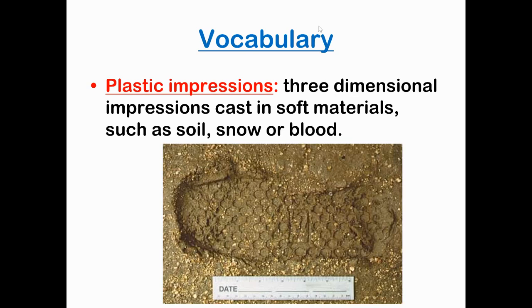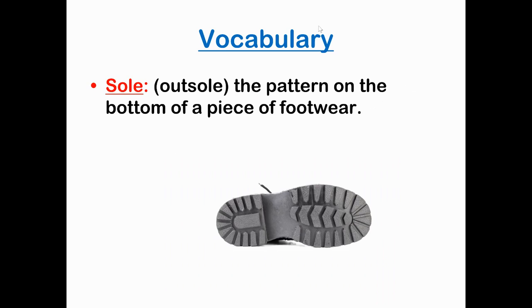Plastic impressions, three-dimensional impressions cast in soft materials such as soil, snow, or blood. And here you see a plastic impression of someone who had stepped in some soft mud. Sole, also known as the outsole, the pattern of the bottom of a piece of footwear. And we have a boot here.